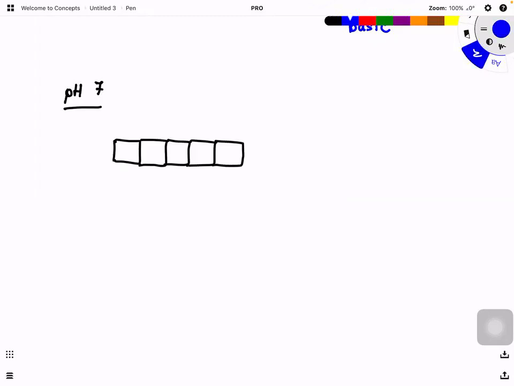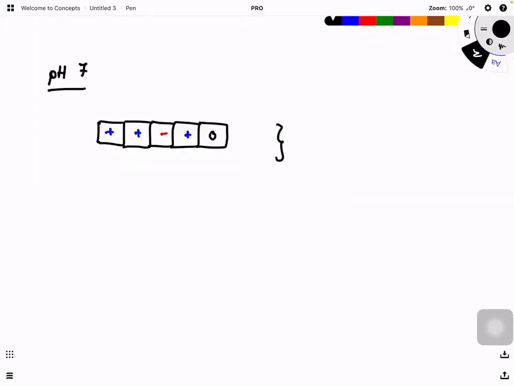Let's say this amino acid is positively charged, negatively charged, positively charged, and no net charge, 0. So this polypeptide at the end will be positively charged at pH 7. Vice versa, if I have a polypeptide with more negatively charged amino acids, this polypeptide will be negatively charged. Is it clear or not?